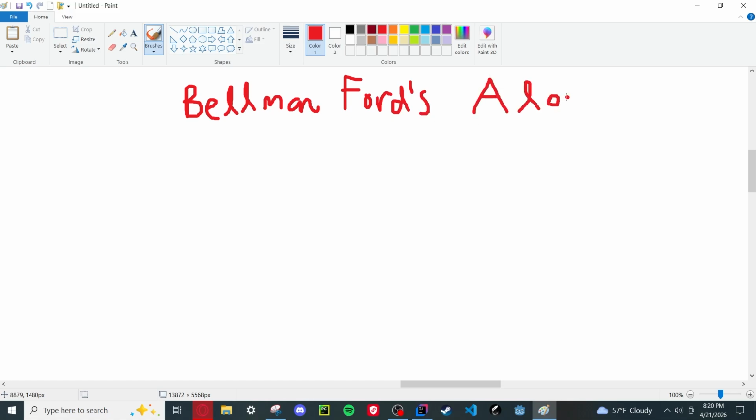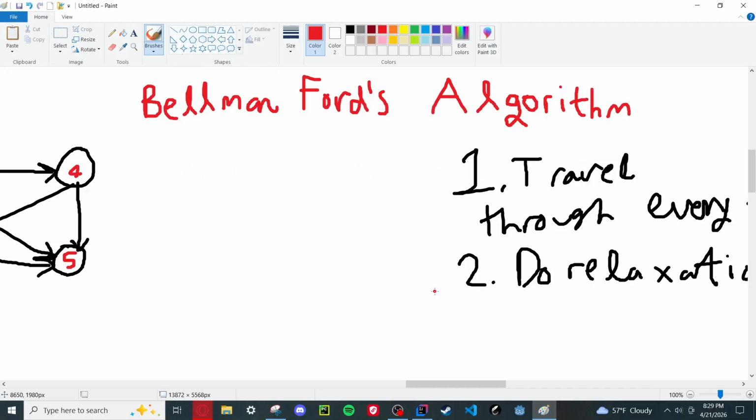Now, Bellman-Ford's approach was able to solve the issue of the negative. So the Bellman-Ford algorithm. The second algorithm that we need to cover for finding the minimum cost between one node and every other node is Bellman-Ford's algorithm.